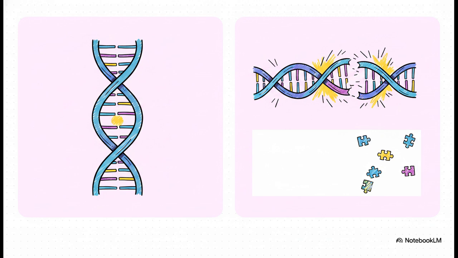But here's the catch. Detecting them is incredibly difficult because we still mostly use short-read sequencing technologies, which give us reads of only like 100 to 300 base pairs. Trying to find a massive structural variant across 3 billion base pairs using short reads, it's honestly like trying to comprehend a massive sprawling novel by only looking at scattered fragments of sentences.